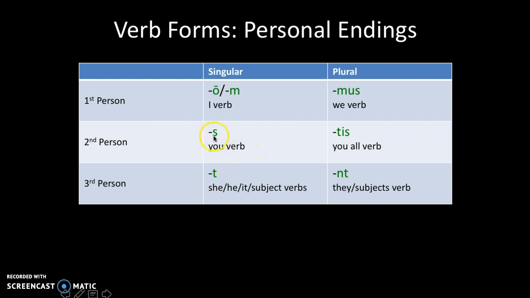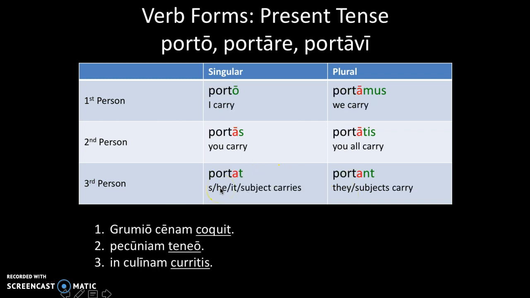Now, when you see a verb that ends in S, make sure that you're not actually looking at tis or mus, and that S really is just the entire ending. Same with the T here. Make sure that there isn't an N in front of it, because if there's an N in front of it, you're looking at a plural third person as opposed to a singular third person.